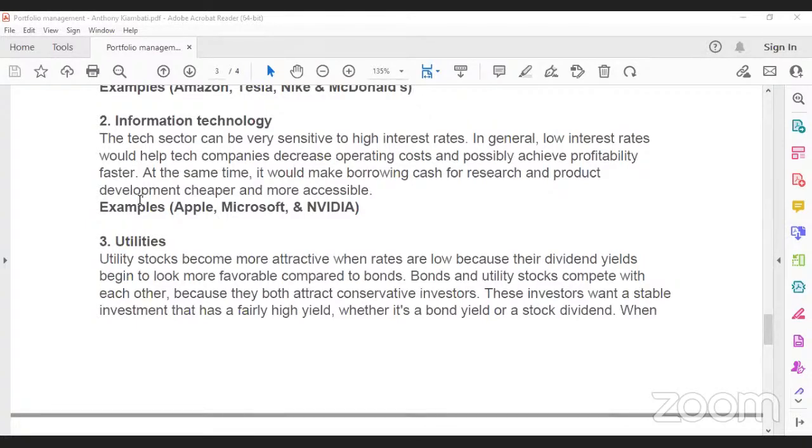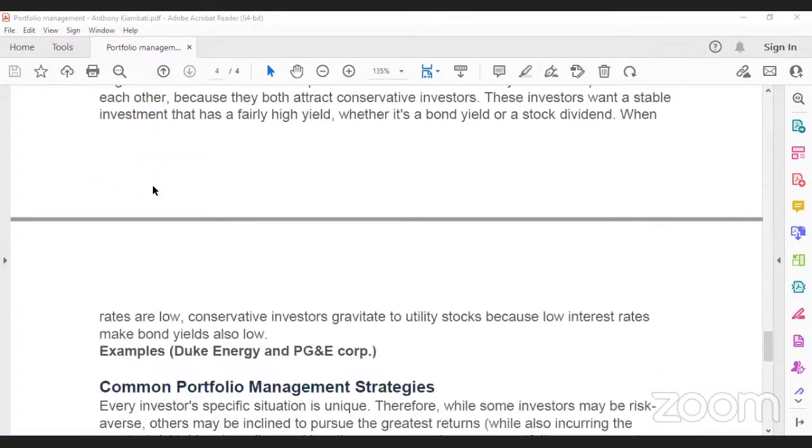So bonds and utility stocks compete with each other because they both attract conservative investors. Going back to my first point on aggressive and conservative approaches. These investors want a stable investment that has a fairly high yield, whether it's a bond yield or a stock dividend. So when rates are low, conservative investors gravitate towards utility stocks because low interest rates make bond yields low.